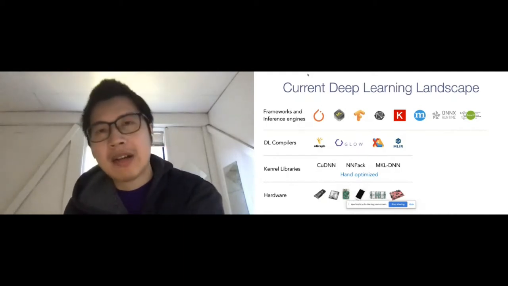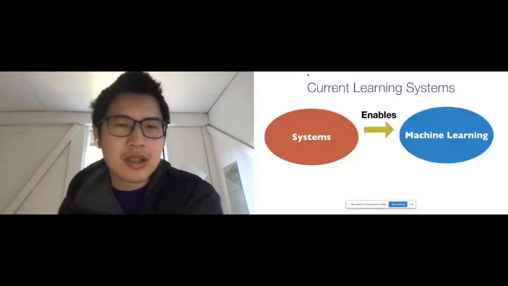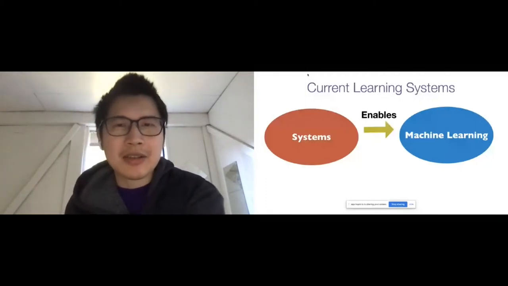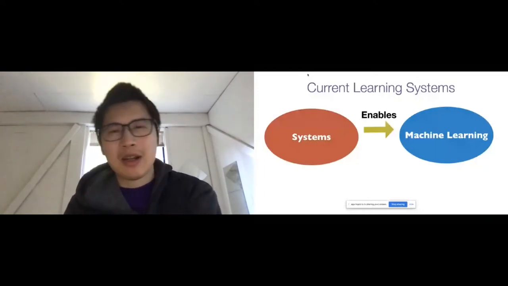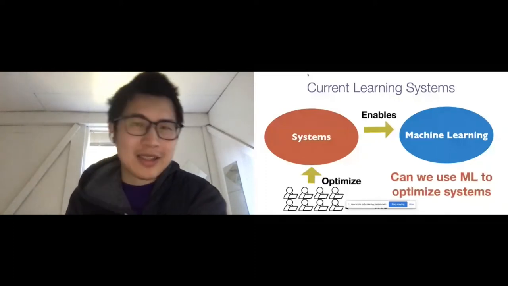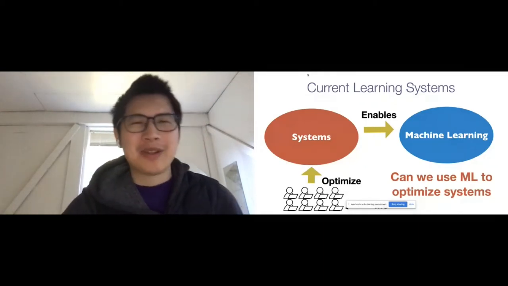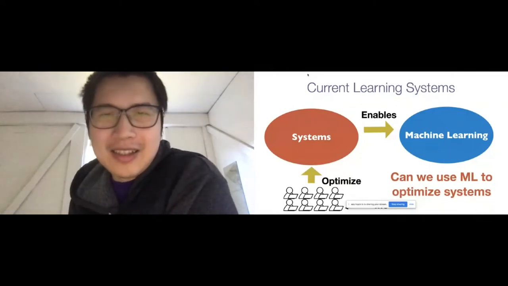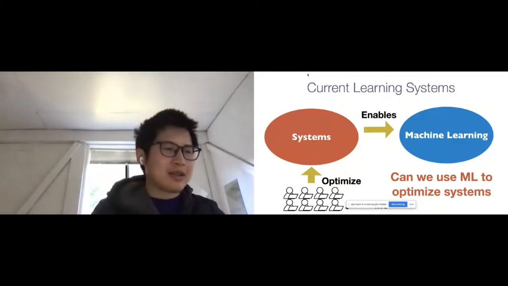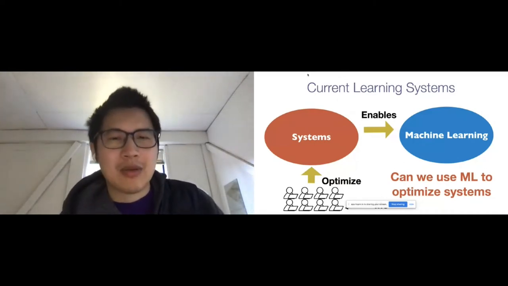To give a sense of how TVM is different from the current machine learning systems, most of the current learning systems try to build machine learning solutions to enable machine learning. On the other hand, there's also this question: we need to spend a lot of effort building those systems. So can we actually use machine learning to optimize the systems themselves? So that I can spend less effort, or the TVM community can spend less effort to go and optimize the system. The answer is yes, and we will build what we call a learning-based learning system that not only builds systems that enable machine learning, but also uses machine learning to optimize those systems in return.